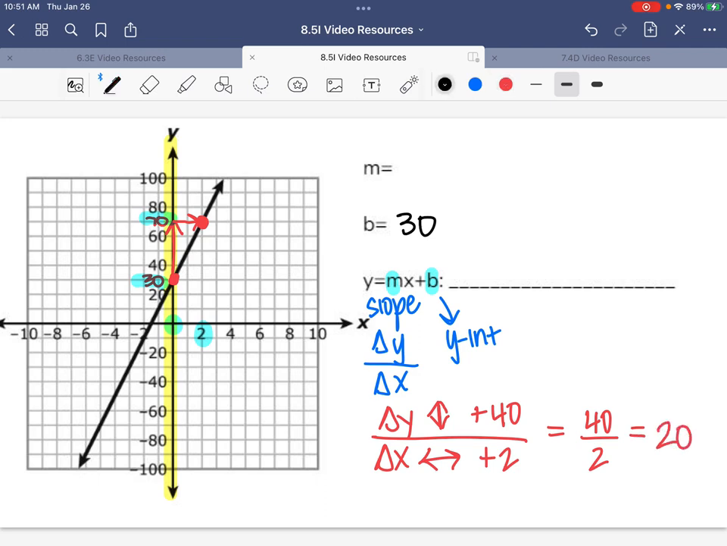And if I know slope, and I know y-intercept, then I can write them together in an equation. Y equals mx plus b. So y will equal 20 times x plus 30.